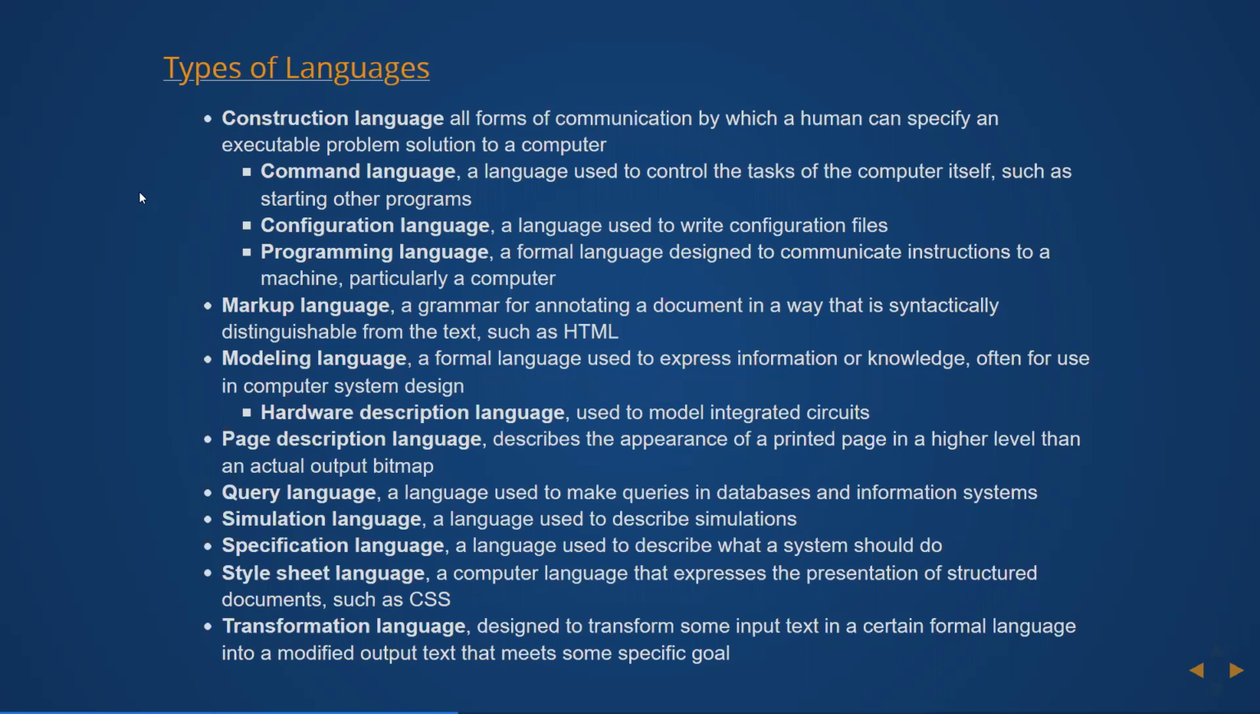So a command language kind of works at the operating system level. A configuration language works at the same level or at the application level. In the application itself, the programming languages are used to write those and operating systems, but most of the work we're concerned with is things that are implemented using programming languages.